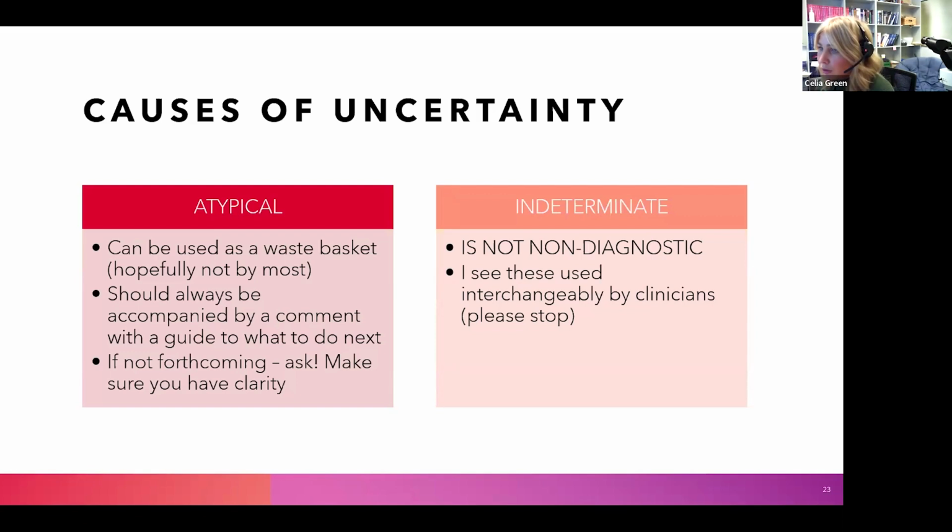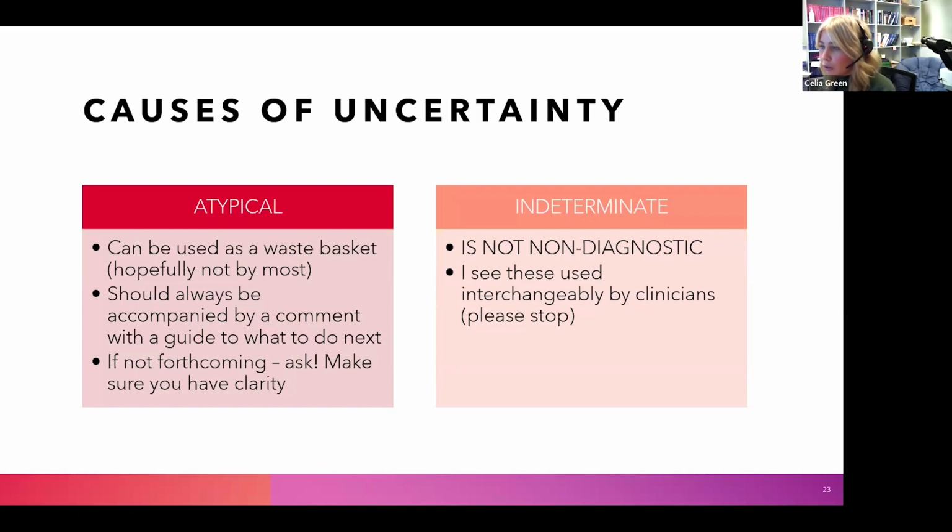In atypical, sometimes you get uncertainty, and this can depend on laboratory and experience, of course. Some people unfortunately use it as a waste basket. Hopefully most people don't, but it can be a common category for people to use if they're a little bit inexperienced or uncertain, because then you end up with a category of ease where you can not send a patient off into the distance, but also maintain some safety.